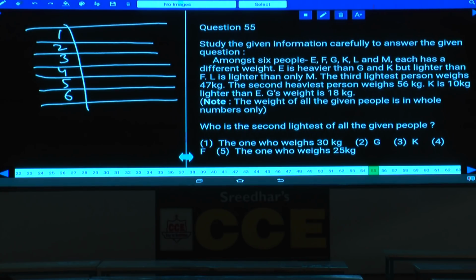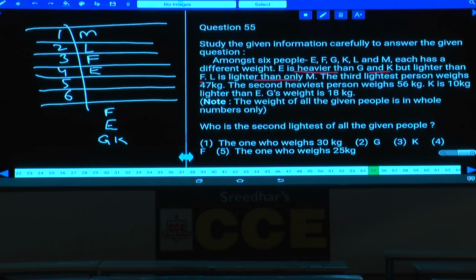Then condition number 1. E is heavier than both G and K, but lighter than F. L is lighter than only M. As L is lighter than only one person, that is M, hence M and L must be here. If M and L are here, then F will be here and E will be here. Now we are left with G and K in any order.